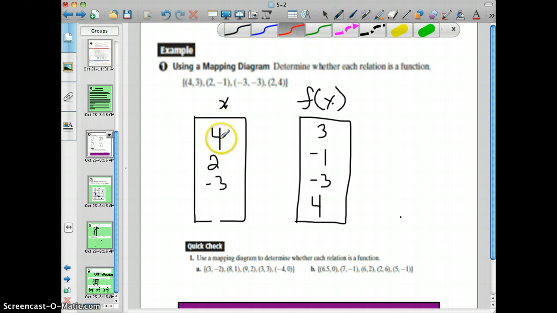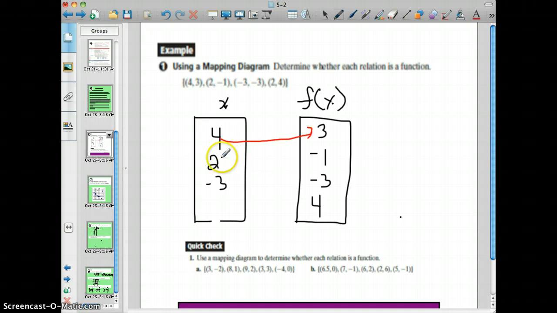So here for my 4, it will give me the answer of 3. 2 will give me -1. -3 will give me -3. Then this last point here, this last 2, notice this 2 also gives me a 4. So this does not follow the rule that for every input it gives you one output, because in this case we've just shown that the 2 will give us 2 different outputs. So this is not a function.